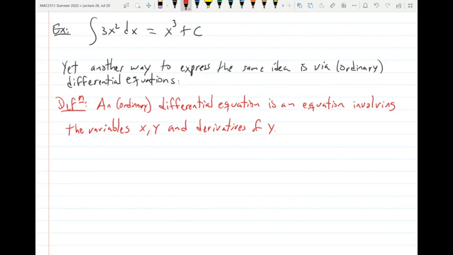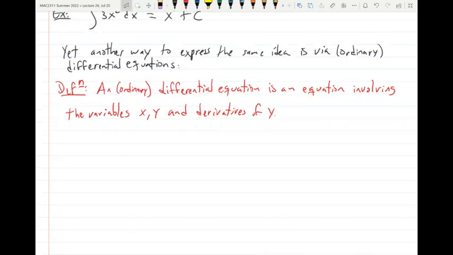Typically there's a notion of an order of a differential equation, just like polynomials have degrees, depending on the highest power. The order of a differential equation has to do with the highest derivative that shows up, because you may have y prime, but you may have y double prime, y triple prime, etc. In a first order differential equation, you only see y prime showing up. The second order may have y prime and y double prime. And the techniques to solve them are different. So it's an equation involving the variables x, y, and derivatives of y.